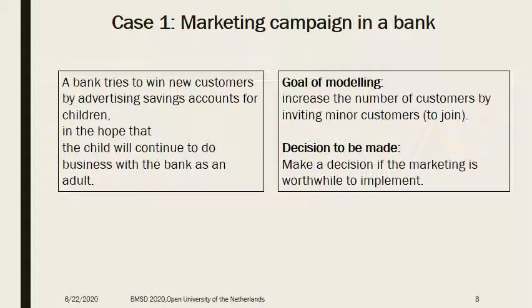Case 1. Marketing campaign in a bank. A bank tries to win new customers by advertising savings accounts for children in the hope that the child will continue to do business with the bank as an adult. The goal of modeling is to increase the number of customers by inviting minor customers to join. The decision to be made is if the marketing is worthwhile to implement.